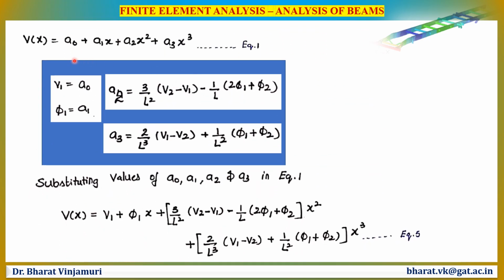So substituting these values, these are the equations: a0 is equal to v1, a1 is equal to pi 1, and the a2 value and a3 value. Substituting all four coefficients in v of x will end up in equation number 5, which is shown here. This equation is the transverse displacement equation for a beam element having two nodes subjected to a shear force as well as bending moment at the nodes. So this is the governing equation which we will be using to derive the stiffness matrix.